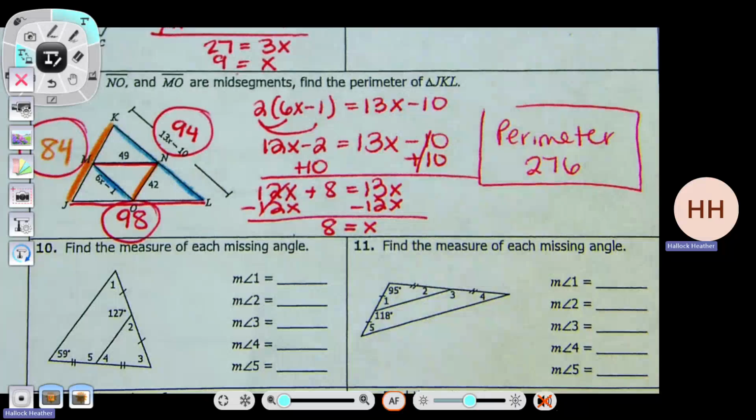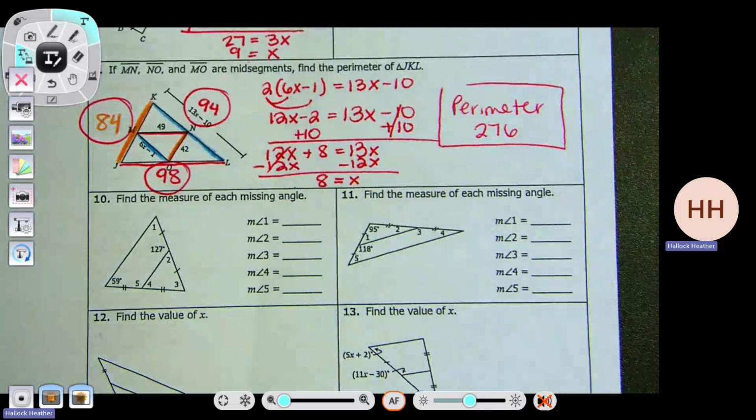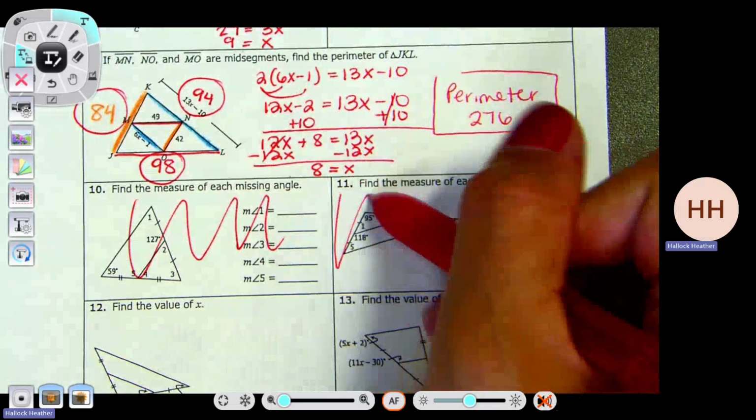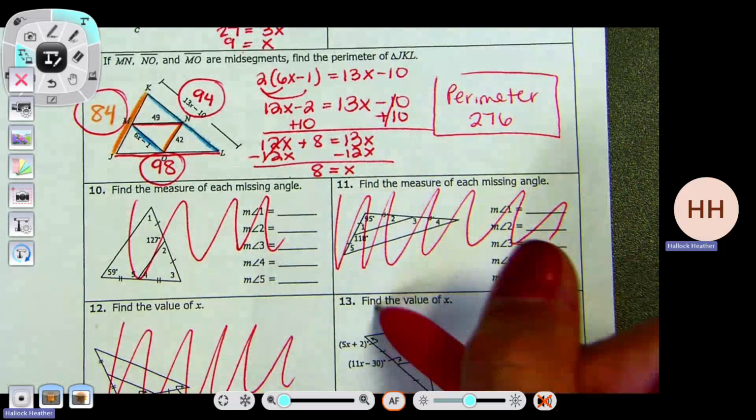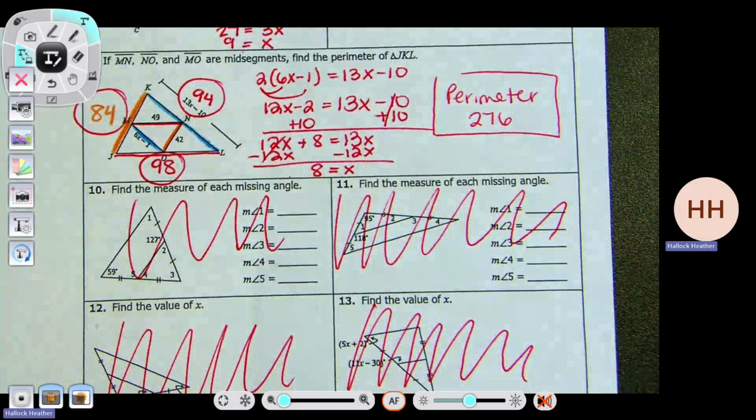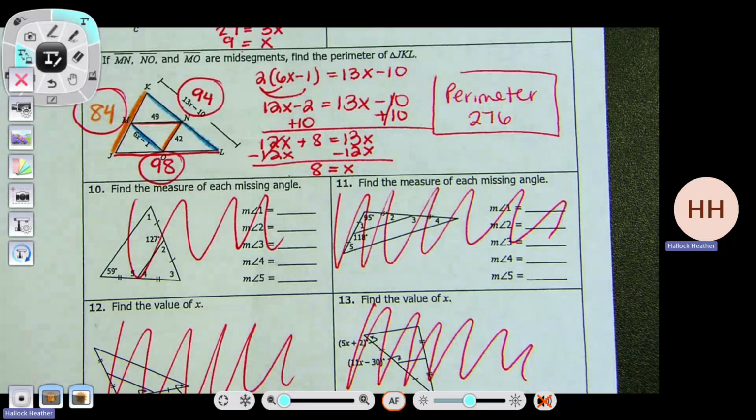We're going to do 2 more problems. So we're going to skip the next 4. We're going to cross out 10, 11, 12, 13. We're going to do the last 2, and then you guys can start working on the backside. And we're going to skip some on the back too.